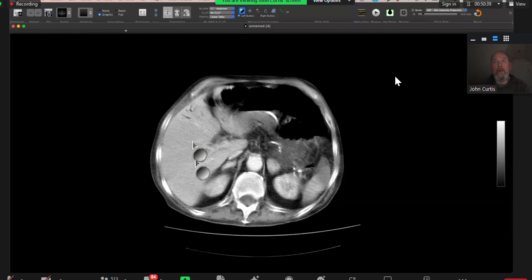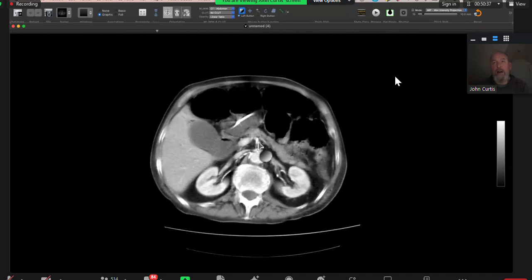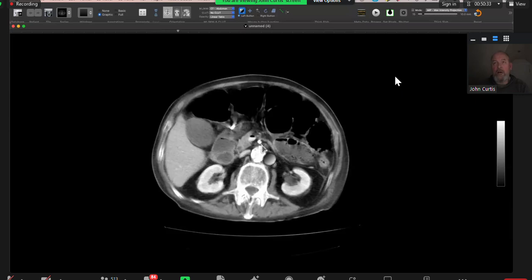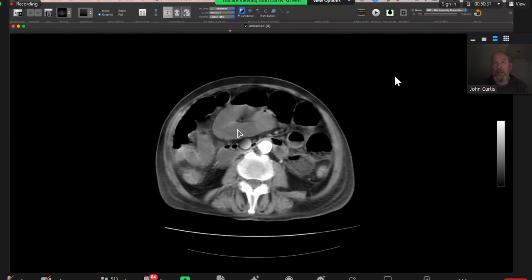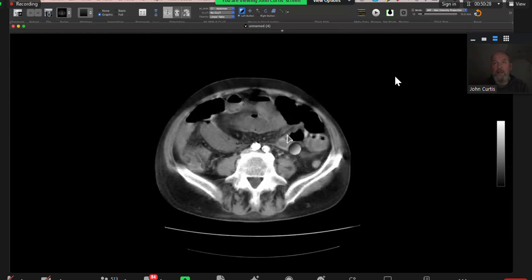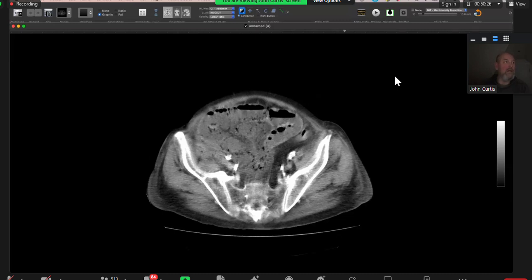So portal venous gas, we've got a heavily calcified celiac axis, aorta, superior mesenteric artery, and then, as you rightly say, pneumatosis. So the patient's got ischemic gut.